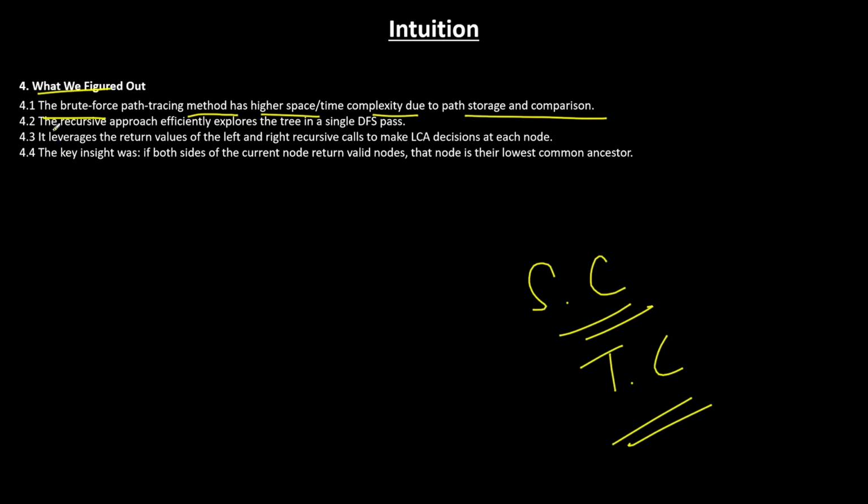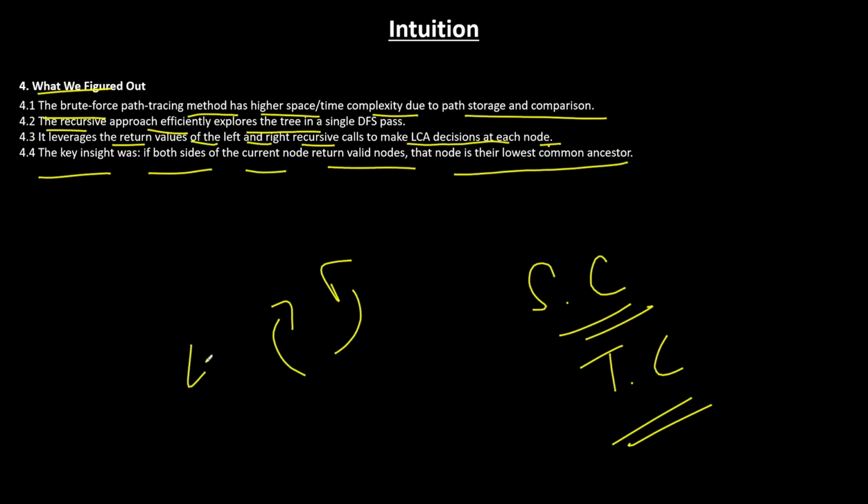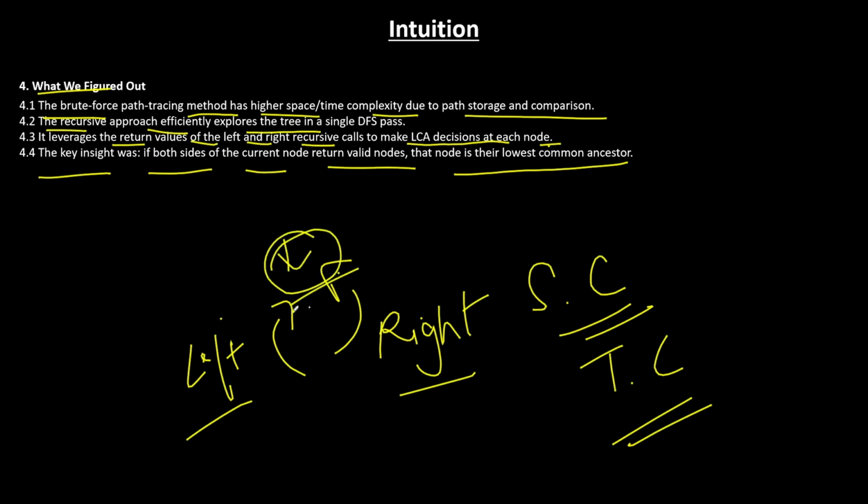The recursive approach efficiently explores the tree in one pass of DFS. The optimized one leverages the return values of the left and right recursive calls to make the LCA decision at each node. At each node, we are trying to make a decision, and we're passing back; this is basically using the concept of backtracking. The key insight was that if both sides of the current node return valid nodes, that node is the lowest common ancestor. If the left call and the right call both return something, that means the node for which these calls were made is the LCA for the particular nodes. I hope you understood the intuition.